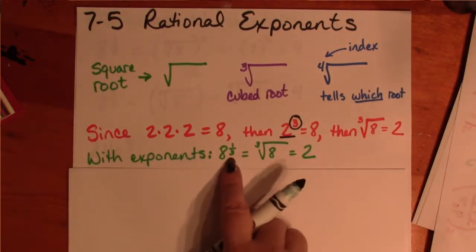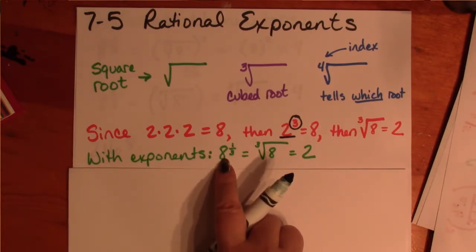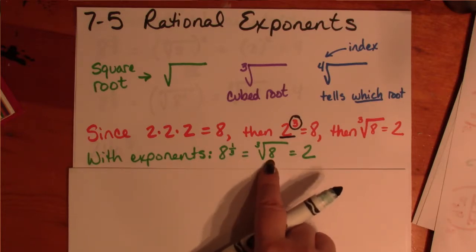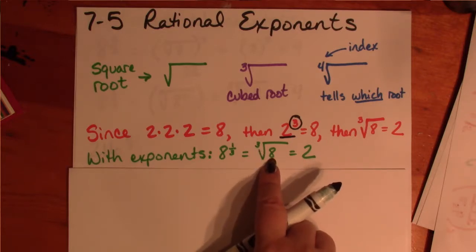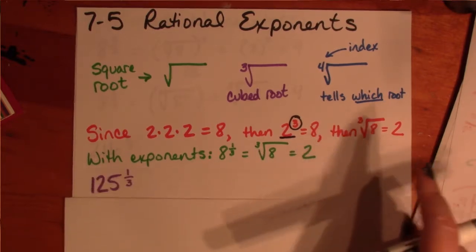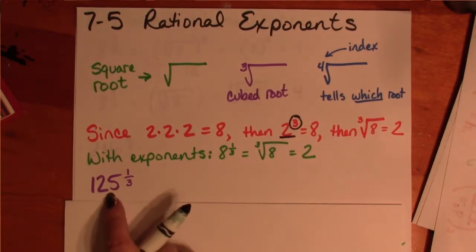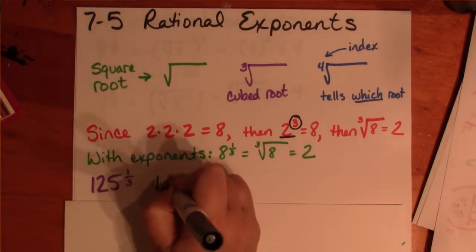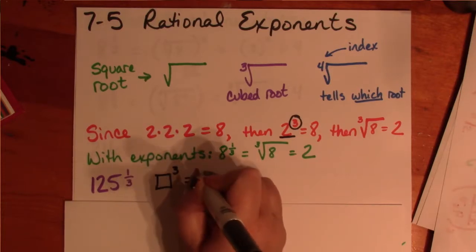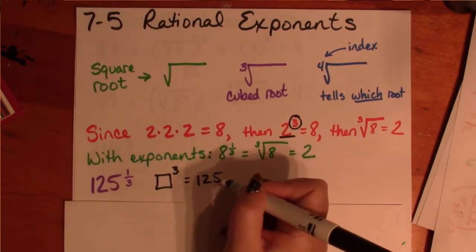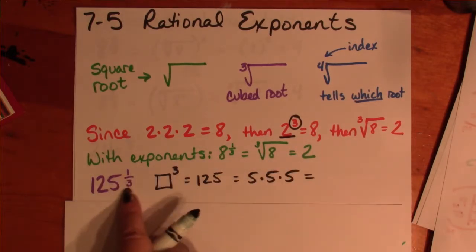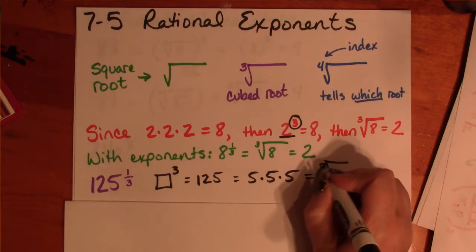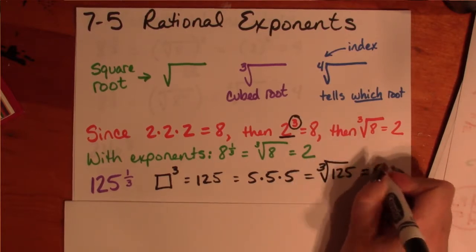With exponents, it looks like this: 8 to the 1/3. When you see 8 to the 1/3, you're going to put it in a cube root, and you're going to know that the cube root of 8 is 2. So let's try a couple. We're looking for something whose cube is 125, and that's going to be 5 times 5 times 5. So the cube root of 125 is 5.